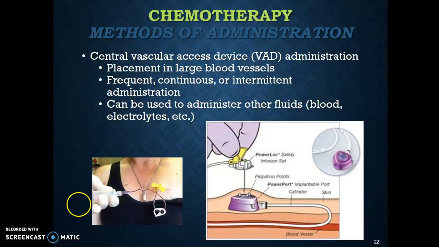fluid administration through these. You notice in the picture on the right there is a PowerLock safety infusion set. It has little wings on it and a downward needle. You'll hear people refer to this as a PowerLock needle, or some of them that are not PowerLock, just plain needles, will be called Huber needles. And a PowerLock one is going to have that yellow color and be designated as that.